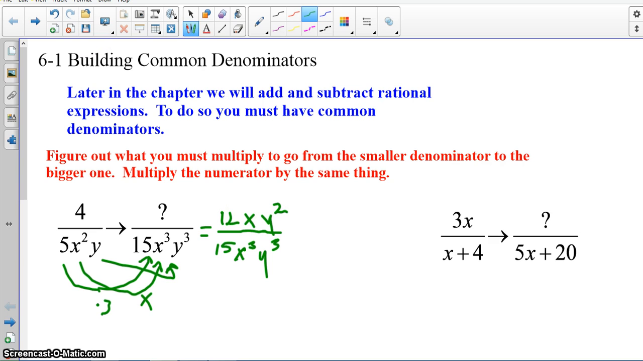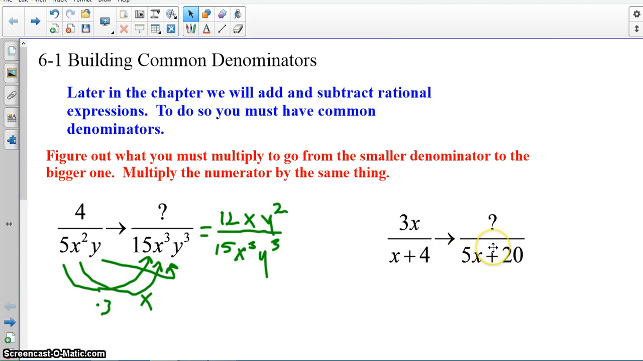We've built the denominator, we figured out what fills in the blank, what fills in the question mark. Okay, now for harder problems. These are called monomials. This is a monomial on the bottom. This first example is the easiest type you're going to run into in the exercises. Here this is a polynomial, of course, with multiple terms: 5x and 20, x and 4.